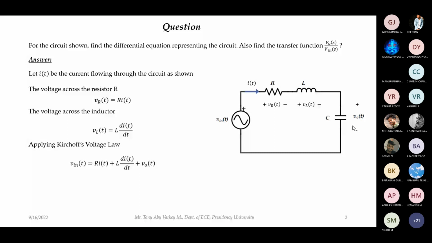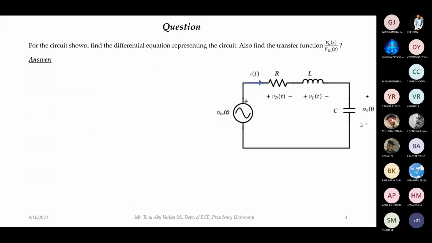Now, from the figure, what is the voltage across the capacitor actually, not in terms of current or anything? It is the output voltage itself, correct or not? Yes, sir. So Vc of t for this particular question is V output of t itself. That also you should remember.